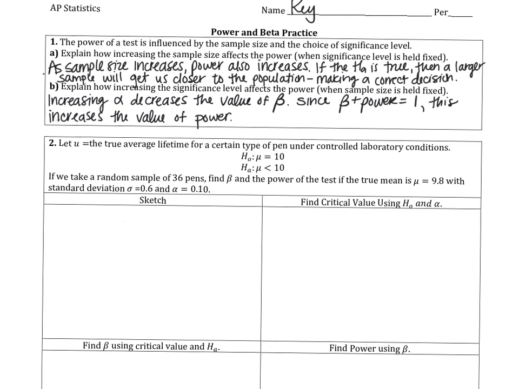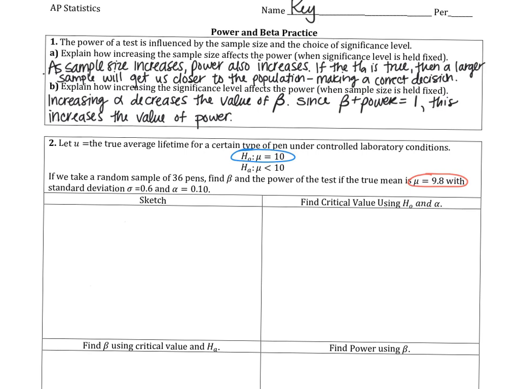Okay, guys, so let's let mu equal the true average lifetime for a certain type of pen under controlled laboratory conditions. All right, so our null is that mu is equal to 10, and our alternate is that mu is less than 10. So mu is equal to 10. And if we take a random sample of 36 pens, find beta and power of the test if the true mean is indeed 9.8 with a standard deviation of 0.6 and alpha equaling 0.10.